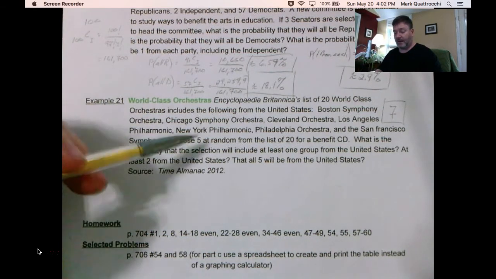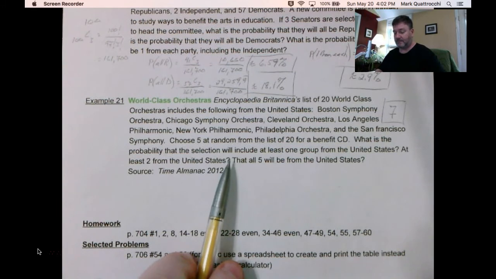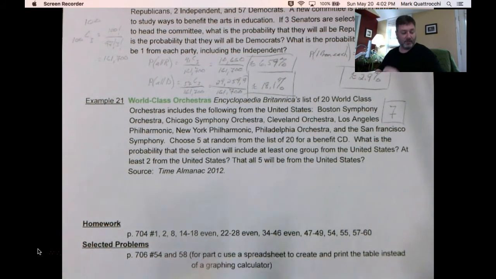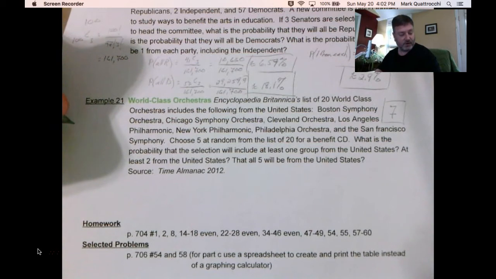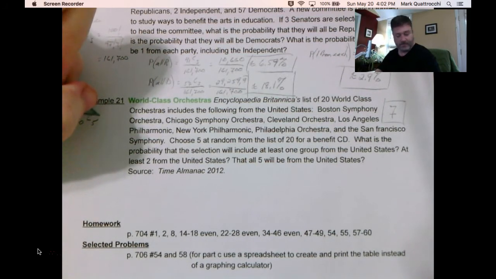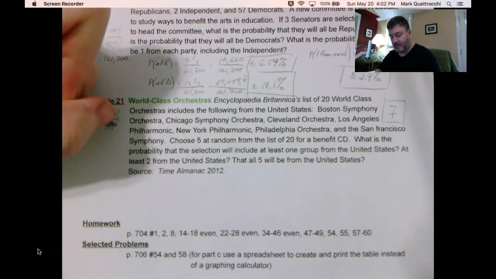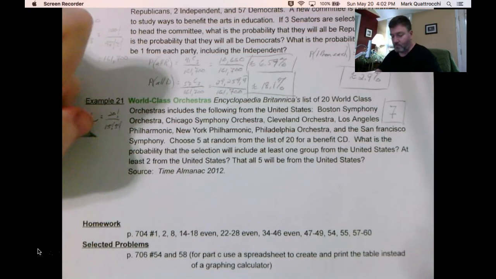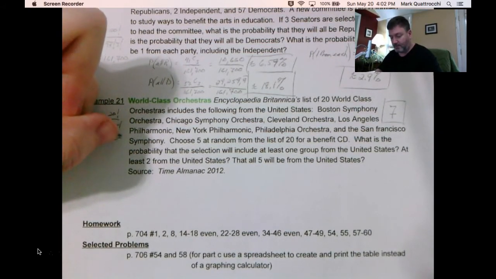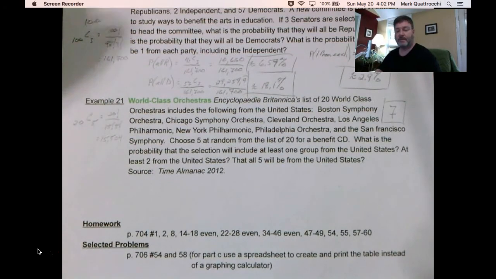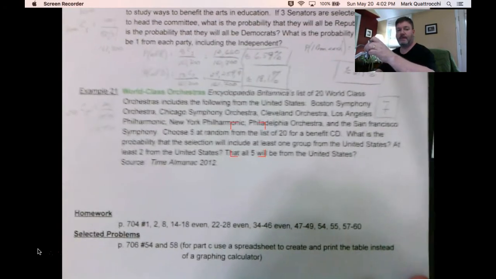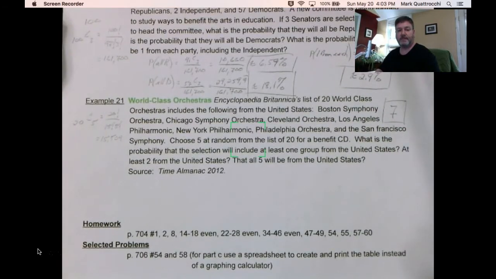So, again, when I see at least, I think complement rule, but let's start off by, there are 20 orchestras. We're choosing 5 of them. That's 20 factorial over 15 factorial 5 factorial, or 15,504 combinations of orchestras.